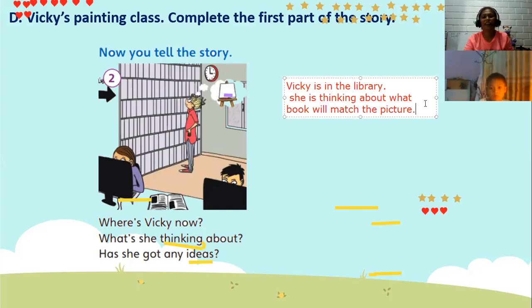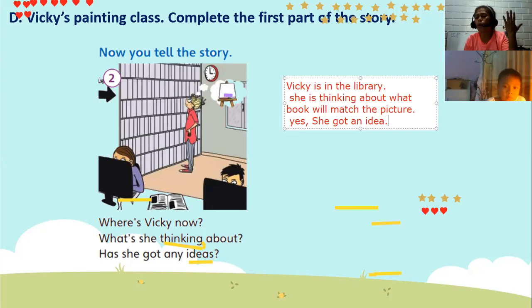Okay? Yes. Okay, next. Has she got any idea? No. Yes or no? Yes. Okay. Yes, she got an idea. Okay. If I ask the question, what idea did Becky get? What do you think is the idea? Because Becky is thinking about what book will match the pictures. Yes, she got an idea, but the question is, what idea do you think?